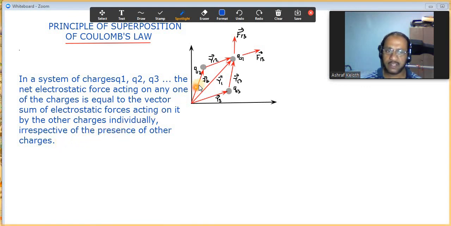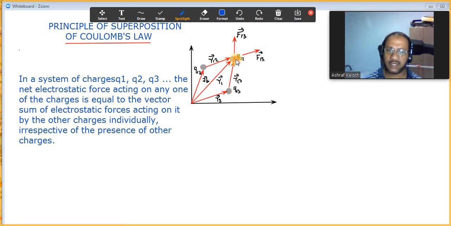That means, suppose we have three charges here, Q1, Q2, Q3, with the position vectors R1, R2 and R3 respectively. Suppose we take the charge Q1. There will be a force exerted on Q1 by Q2 as well as by Q3. So the net force exerted on Q1 will be the vector sum of the force exerted by Q2 and the force exerted by Q3.